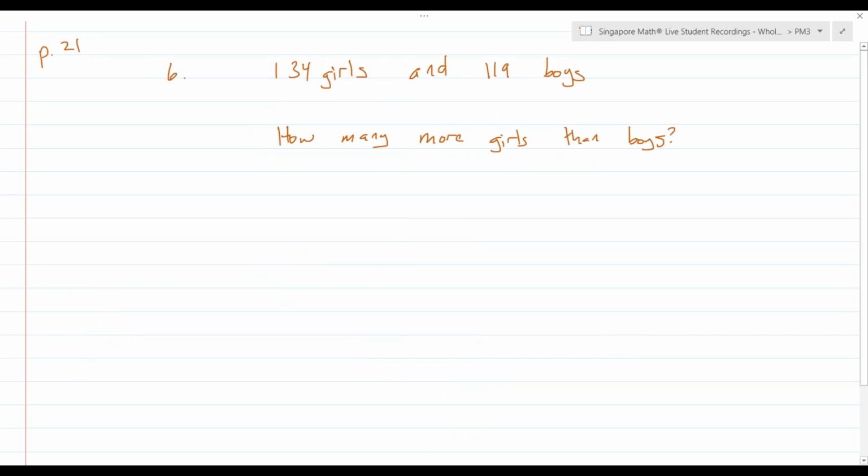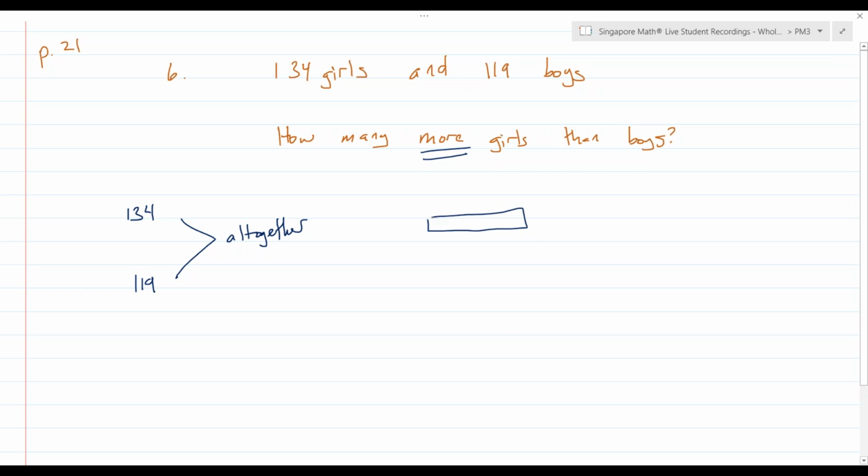Let's look at page 21, problem number 6. This problem tells us there are 134 girls and 119 boys who took part in an art competition. The question is, how many more girls than boys were there? Now you can see that we have 134 girls. That's the part of the group that is girls. There are 119 boys, and we could find the altogether number if we wanted to, but that's not what the question asks. The question asks how many more girls than boys.